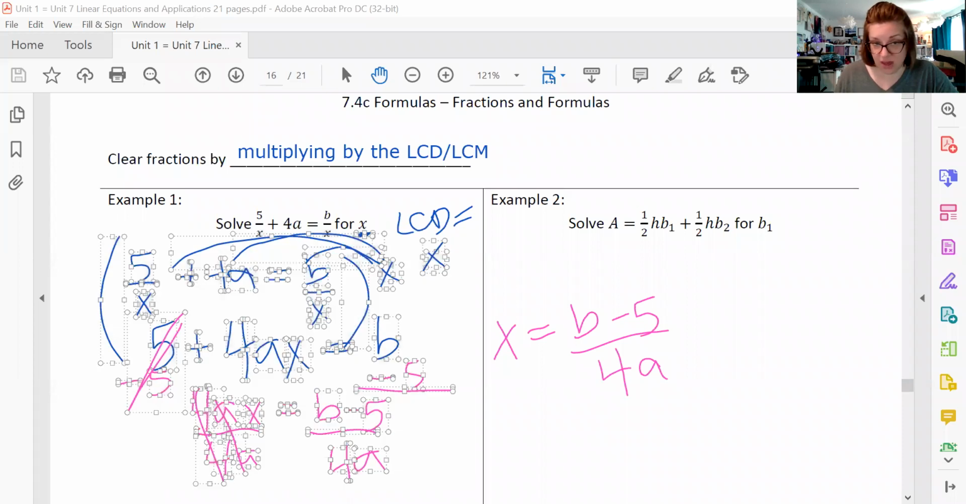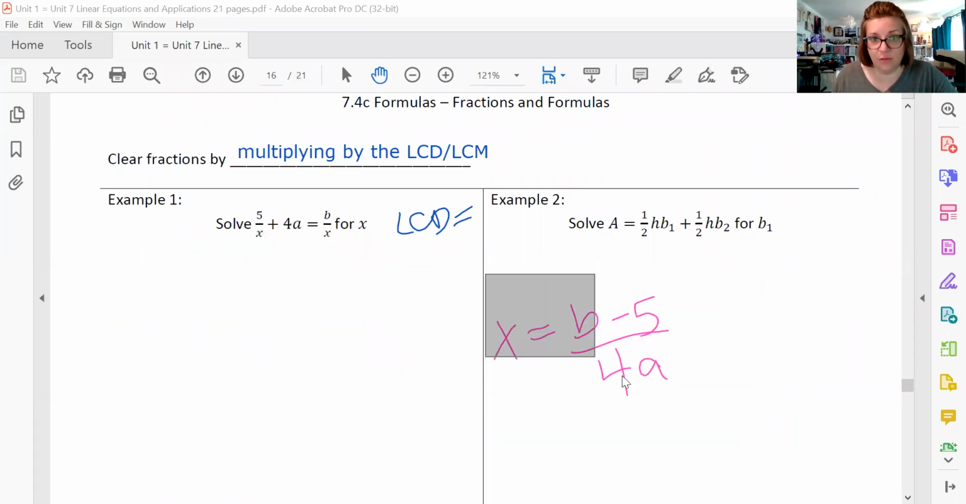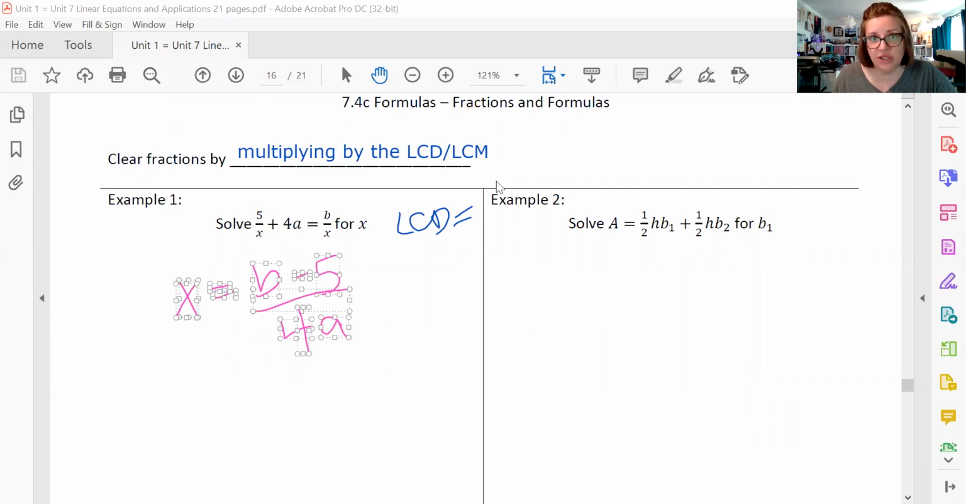I'm just going to get this stuff out of the way so we can look at example 2. Example 2, oh my gosh, looks really, really scary, but you can do this. I promise. You have the information. So this is a formula that says A equals 1/2 HB1 plus 1/2 HB2. These aren't exponents. These are like sub numbers. I think in this case, they're just trying to make it a little bit confusing. But we still have these two fractions, right? And I want to get rid of those.